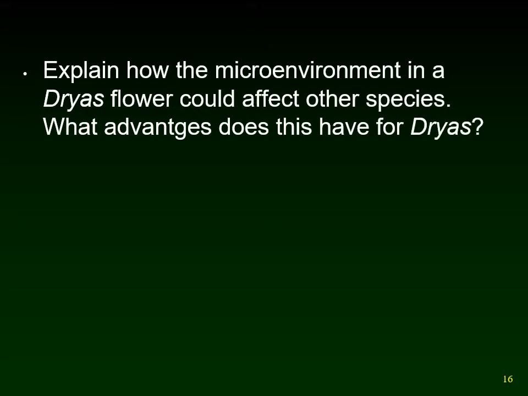So this is the end of section 5.1 in chapter 5 of Temperature Relations. And you should be able to do the 3 concept review questions at the end of the chapter. For example, you should be able to explain how the microenvironment in a dryas flower could affect other species. And then what kind of advantage does this give to your dryas flower?